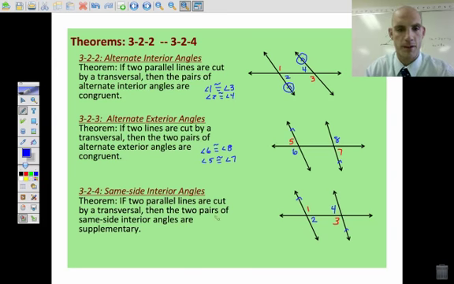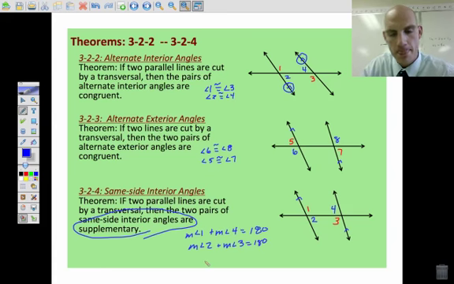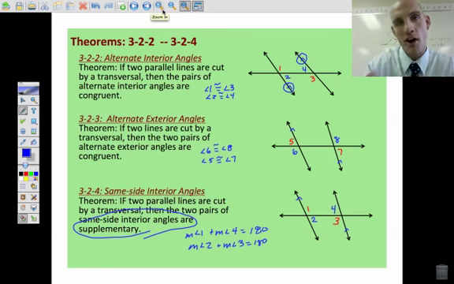Same side interior. If 2 lines are cut by transversal, then 2 pairs of same side interior angles are supplementary. Little bit different, okay? Supplementary, so that means the measure of angle 1 plus the measure of angle 4 is equal to 180, and the measure of angle 2 plus the measure of angle 3 is equal to 180. Okay? Parallel lines here. Notice what I've got. Those are the relationships. And so now we have 4 different relationships that we can use in order to try to talk about these angles.